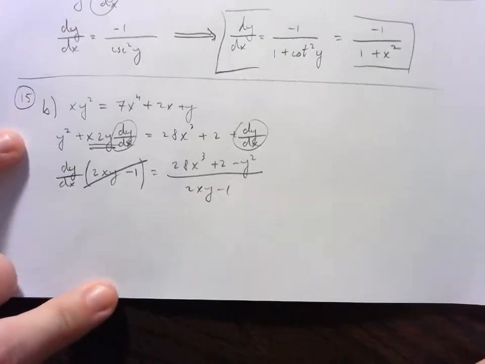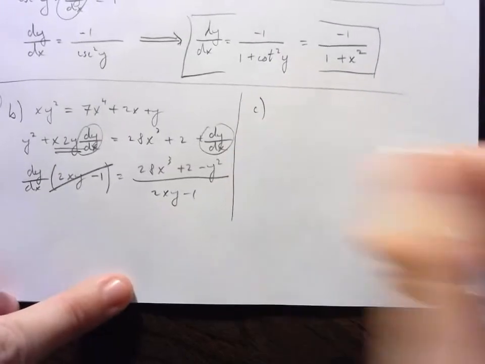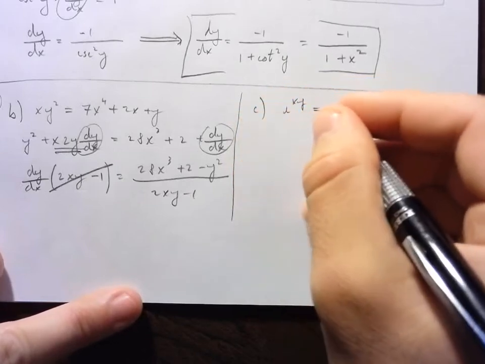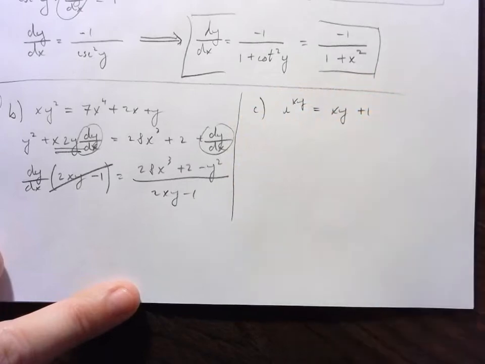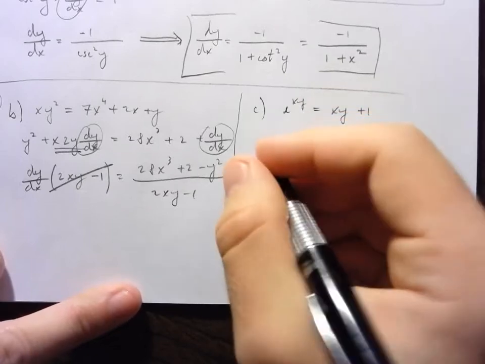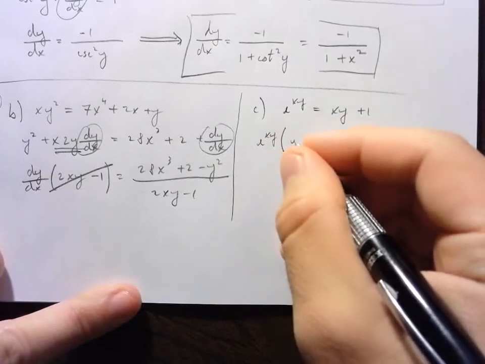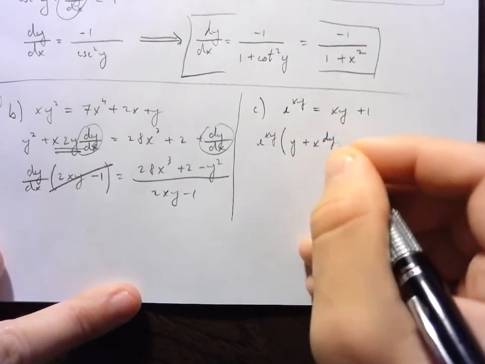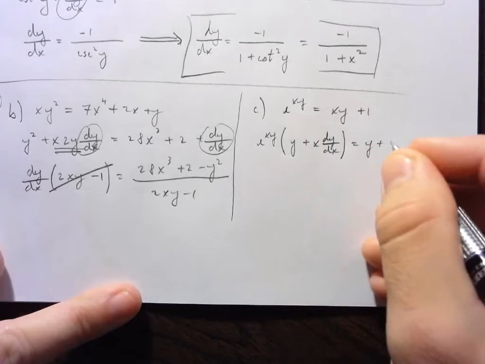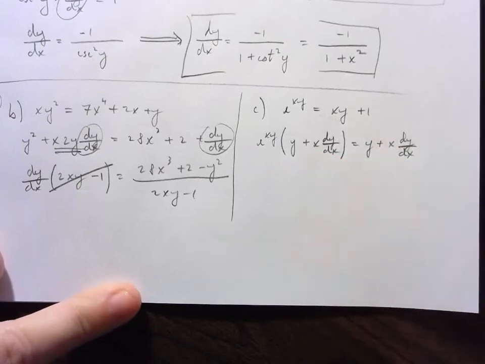Let's quickly do part C. I'll do it on the side here. I think I have enough room on this sheet of paper. So I'm looking at e to the xy equals xy plus 1. Let's take derivatives with respect to x. So the derivative here is going to be e to the xy times the derivative of the exponent, and this is where I have to use the product rule. So I have y plus x dy/dx equals y plus x dy/dx, another application of the product rule to the function xy.